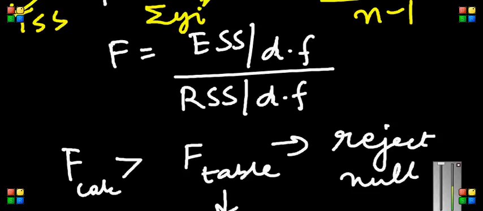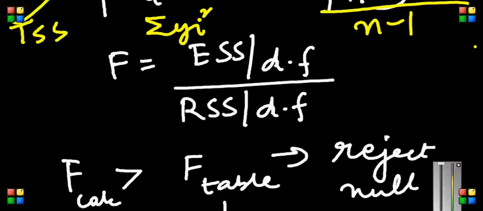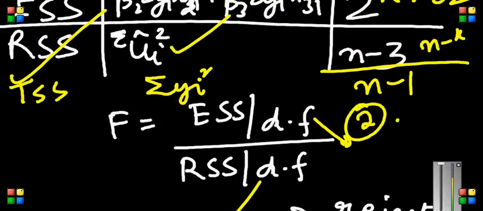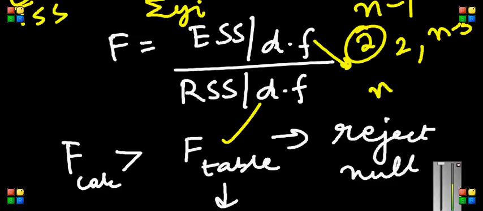So my decision rule will be: if you check the F table, you require 2 degrees of freedom to check the tabular value. So this is the numerator degree of freedom, which is in this case 2, and the denominator degree of freedom is n minus 3. So for example, in some question you're given n is equal to say 25, then it comes down to 2 comma 22.